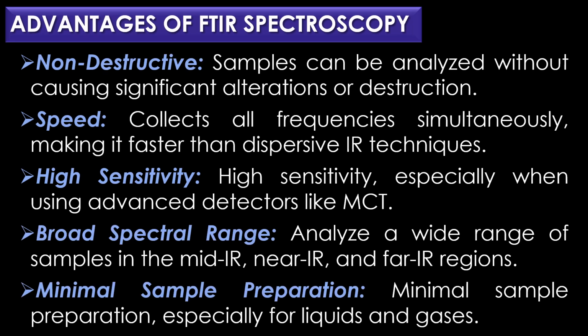Advantages of FTIR spectroscopy. The first advantage is non-destructive. The samples can be analyzed without causing significant alteration or destruction. The second advantage is speed. FTIR collects all frequencies simultaneously, making it faster than dispersive IR techniques. The third advantage is high sensitivity. FTIR provides detailed information with high sensitivity, especially when using advanced detectors like MCT.